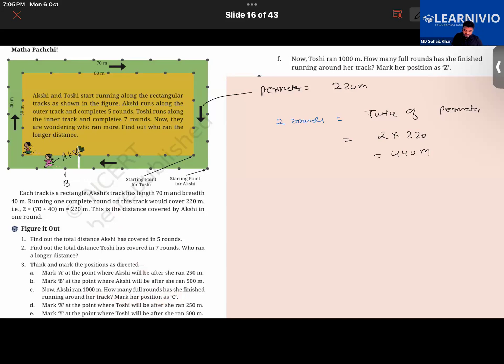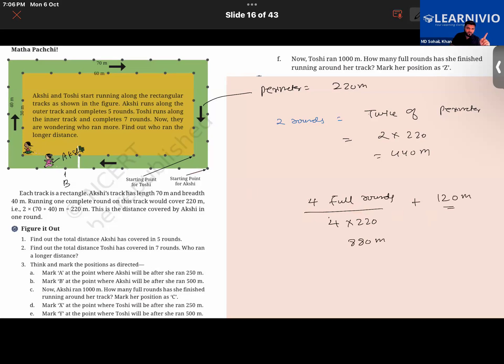The 1000 meter means what? She has done 4 full rounds. Why am I saying so? Because 4 full rounds means 4 into 220. One round is equal to 220 meter. 4 full rounds will be 4 into 220, that is 880 meter, plus how much? 120 meter. Getting it now?